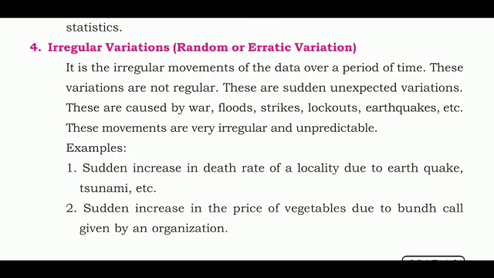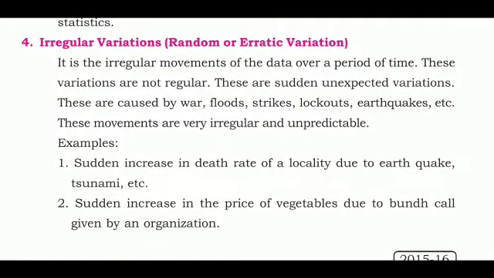Then, what are the examples for irregular variations? Sudden increase in death rate of a locality due to earthquake, tsunami, etc. Then sudden increase in the price of vegetables due to a bandh called by an organization. You know that because of this lockdown or because of any strike, any bandh, we are deprived of the basic necessities. We are short of basic necessities. So such an outbreak which disturbs the whole thing, which is irregular, which you are not able to know when it will come, is called irregular variation.